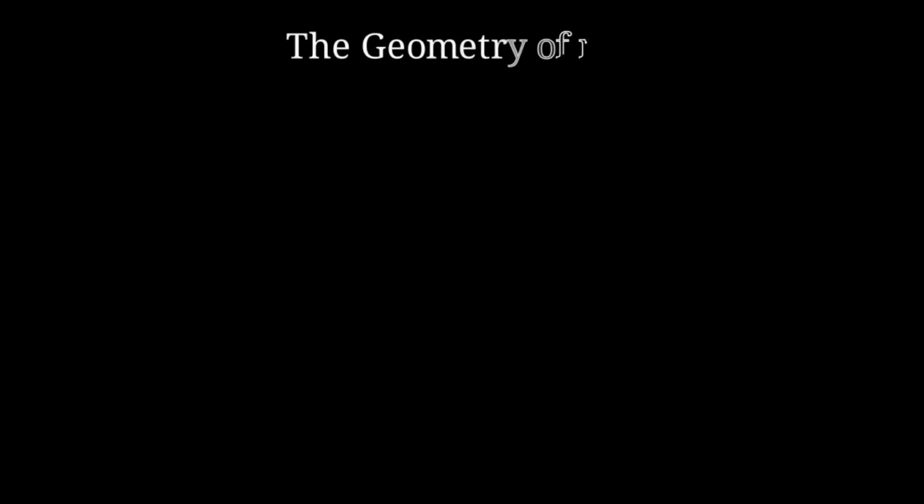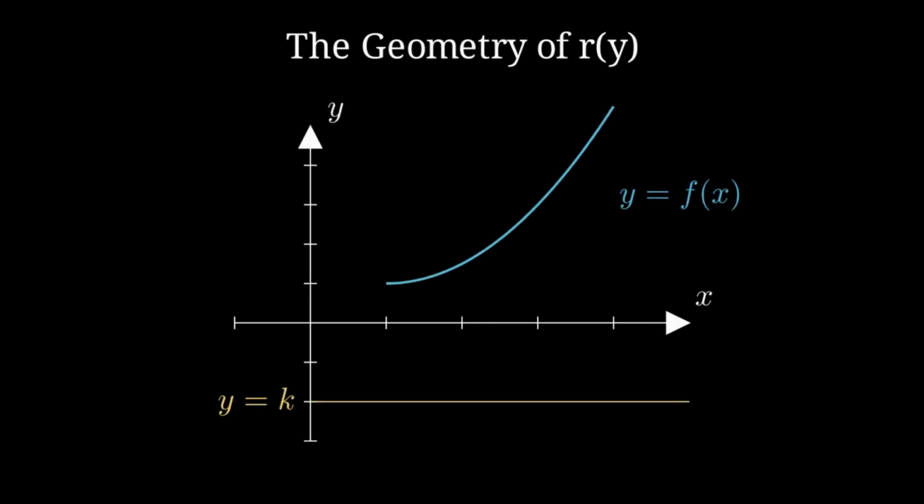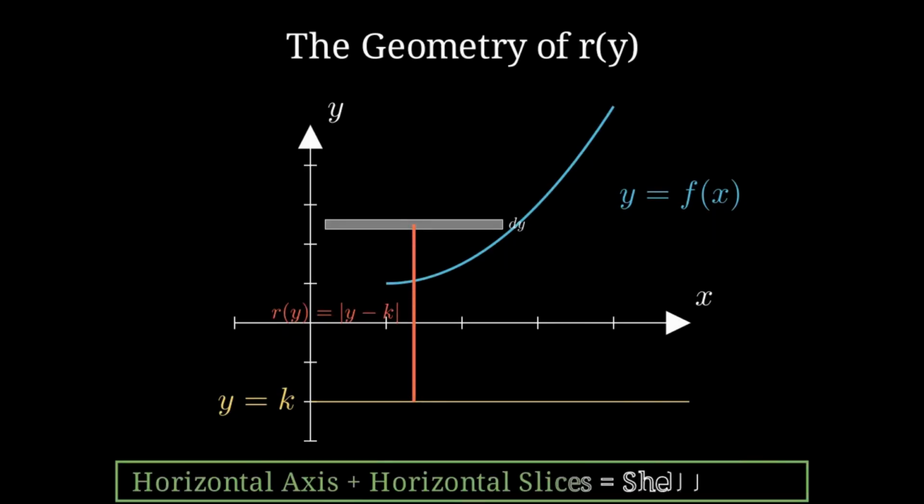Wait, let's clarify an important distinction. If we rotate around a horizontal axis using horizontal slices, we are actually describing the shell method. For the washer method around a horizontal axis, we typically use vertical slices, dx. If you are forced to use horizontal slices, dy, for a horizontal axis, you are doing the shell method. Let's pivot to ensure we are using the washer method correctly.